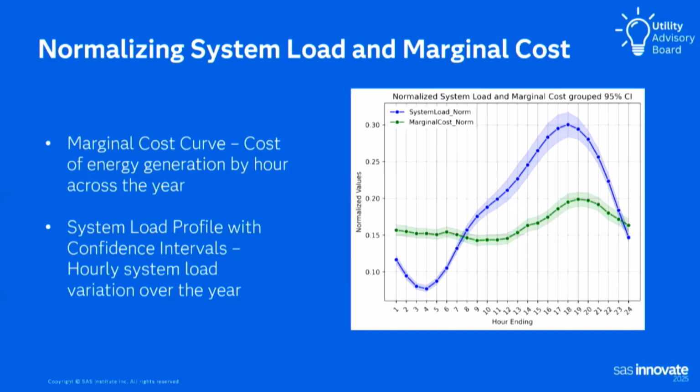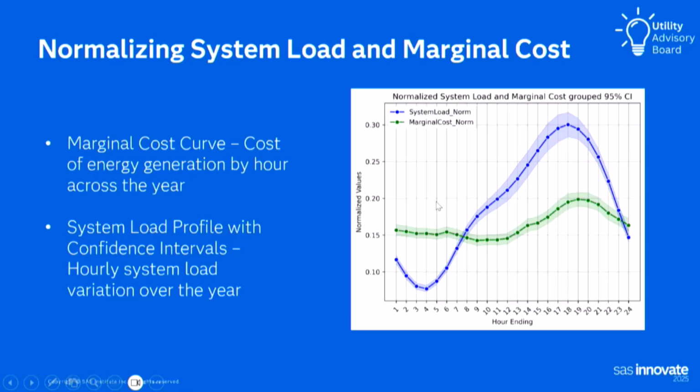So, as you can see in the graph, we have two key components displayed. The marginal cost curve, which reflects the cost of energy generation by hour across the year, and the system load profile with 95% confidence intervals, which shows the hourly variation in system load throughout the year, with a particular focus on peak variability. The system load profile in purple illustrates how demand fluctuates hour by hour over the year.